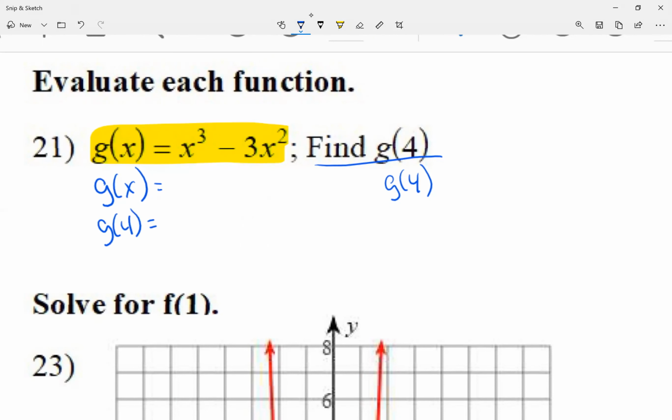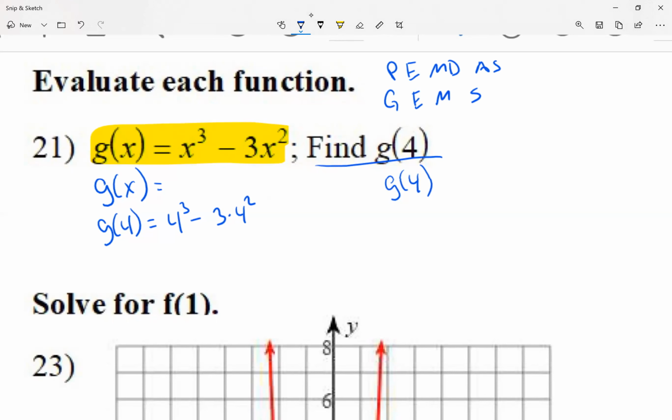So g of 4 is going to equal 4 to the third minus 3 times 4 squared. Notice I just rewrote g of x, but instead of x, I wrote a 4. Now, order of operations. I know I have to do groups first. Some of you guys know this as PEMDAS: parentheses, exponents, multiplication, division, addition, subtraction. Some of you guys know it as GEMS: groups first, then exponents, then multiplication or division, and then last is subtraction or addition.